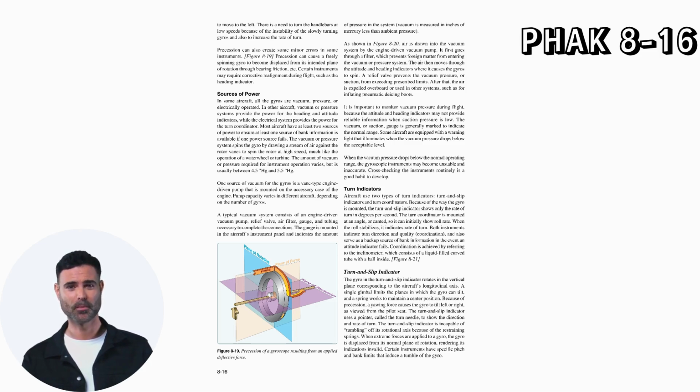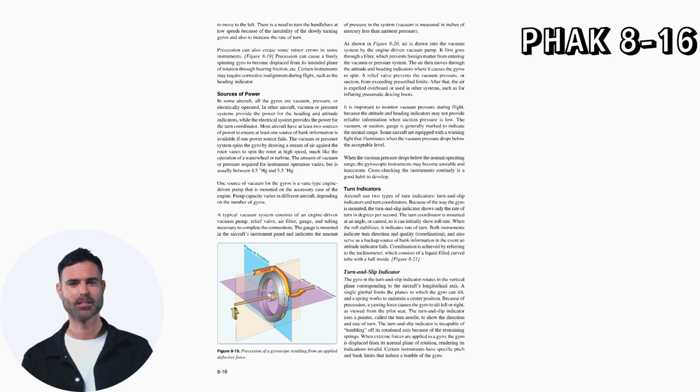Precession can also create some minor errors in some instruments. Precession can cause a freely spinning gyro to become displaced from its intended plane of rotation through bearing friction, etc. Certain instruments may require corrective realignment during flight, such as the heading indicator. Sources of power. In some aircraft, all the gyros are vacuum, pressure, or electrically operated. In other aircraft, vacuum or pressure systems provide the power for the heading and attitude indicators, while the electrical system provides the power for the turn coordinator.